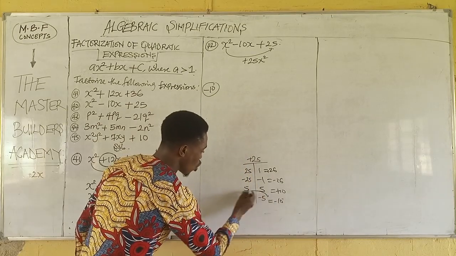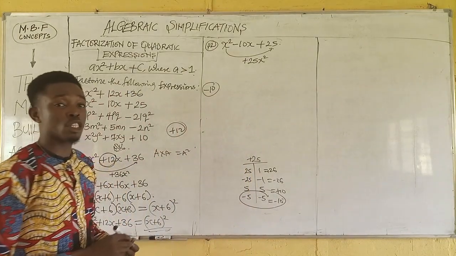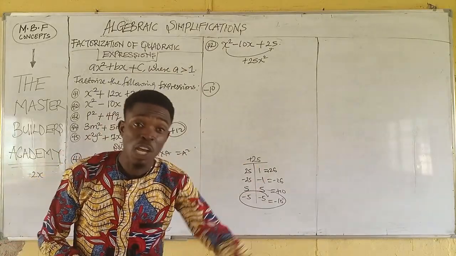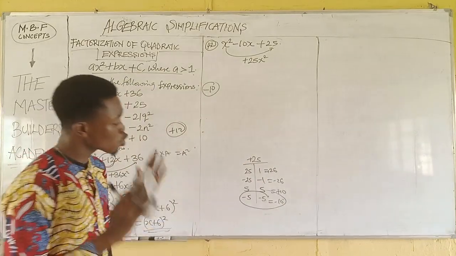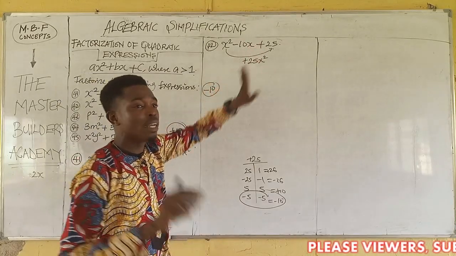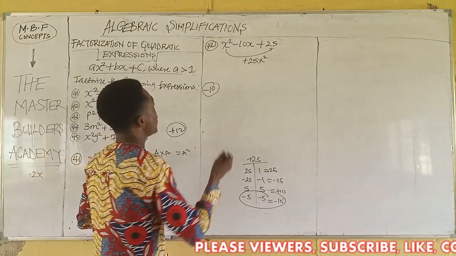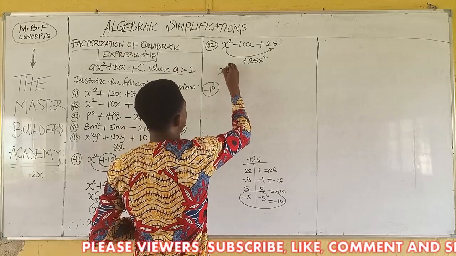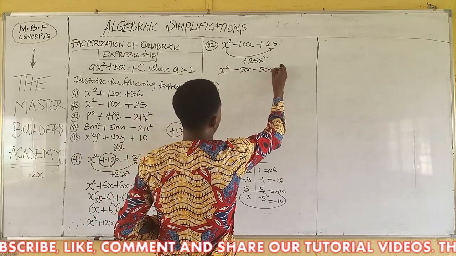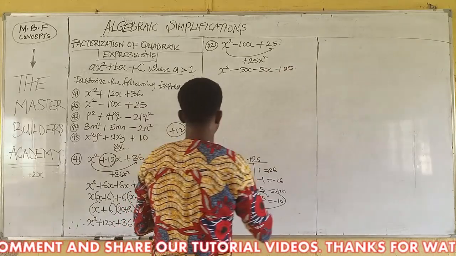So now we are going to go with this, because minus 5 will give us minus 10, and minus 5 times minus 5 will give us plus 25. So these two factors must agree with this and also agree with the middle term. If this is taken, then we will come and substitute. Then this becomes x squared minus 5x minus another 5x plus 25.